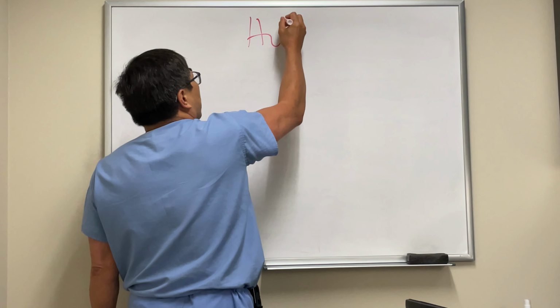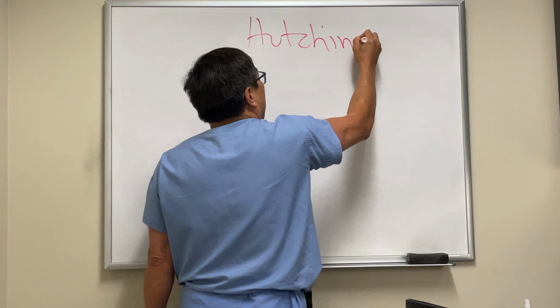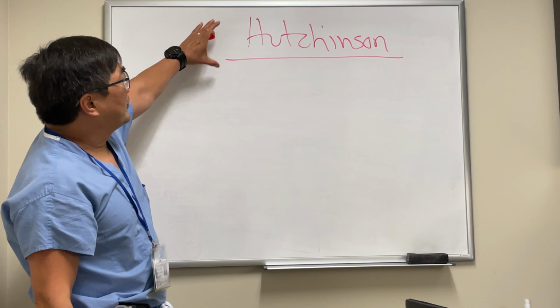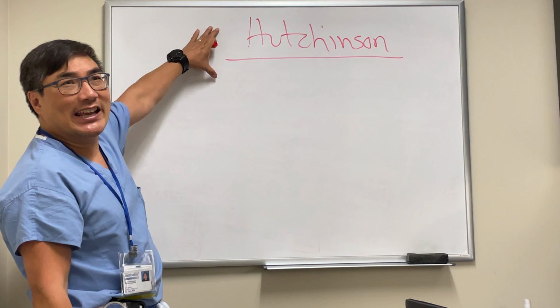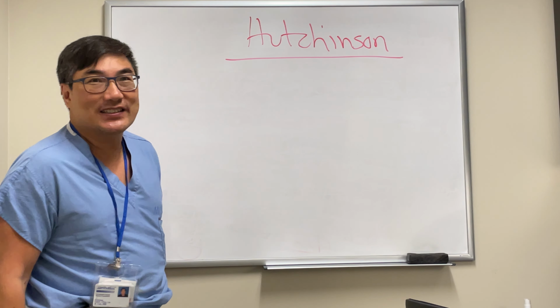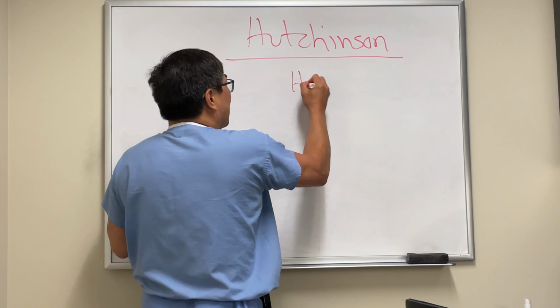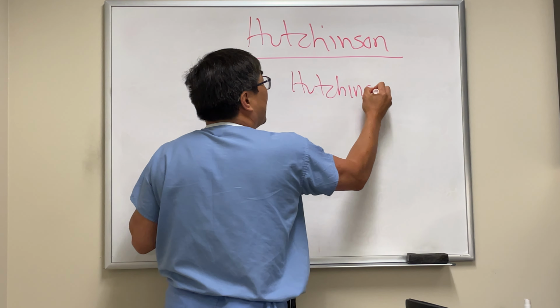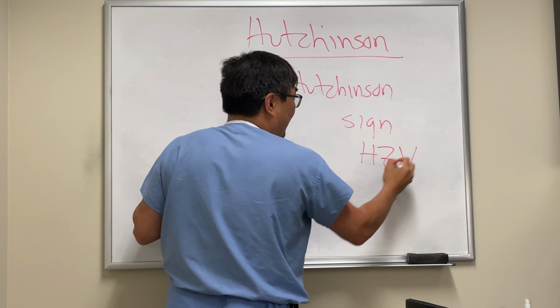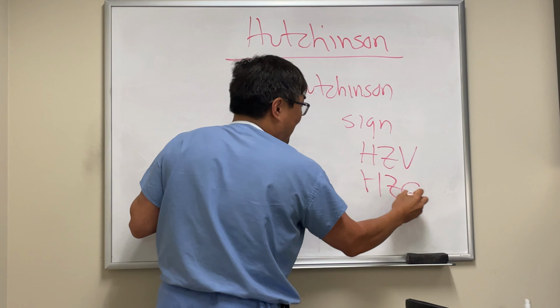So somebody wanted to know about Hutchinson, and Hutchinson, just like all of the older physicians of back in the day, often have eponyms attached to multiple things, and Hutchinson is one of those. So the Hutchinson sign is a sign of herpes zoster, from herpes zoster ophthalmicus.